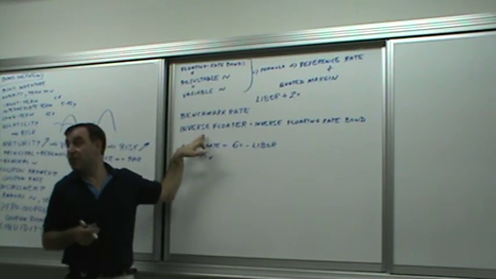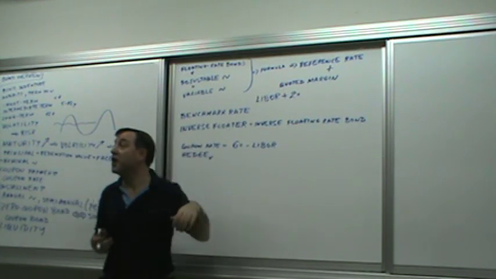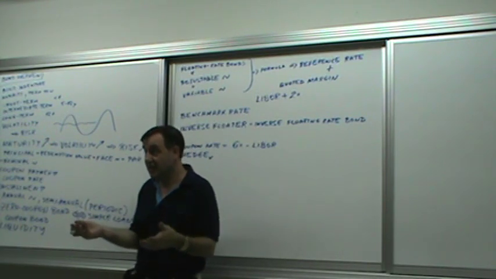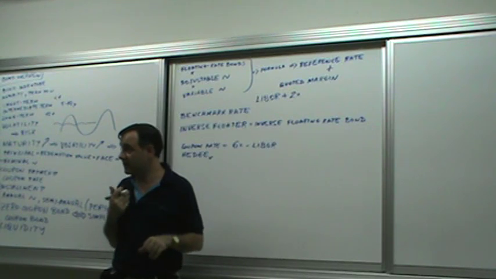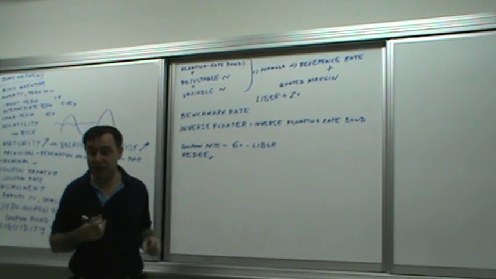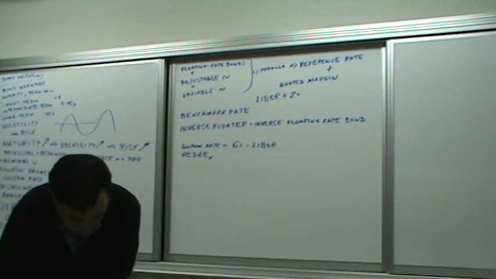Some people use inverse floaters for speculation, betting that interest rates will go in a direction, let's say down, and they're going to profit from it. Others use it for hedging purposes. Now, let's see what else we have.